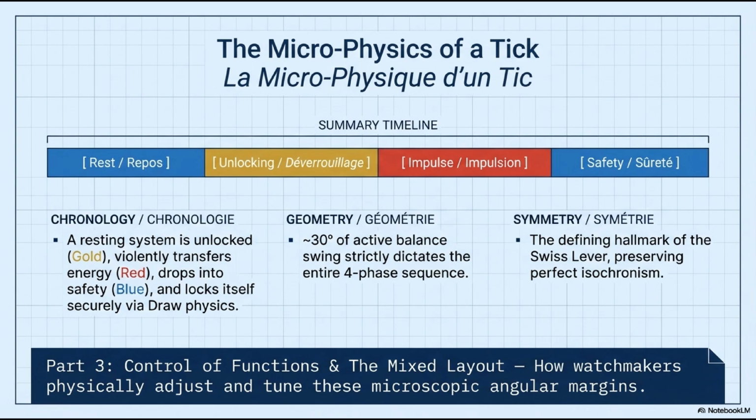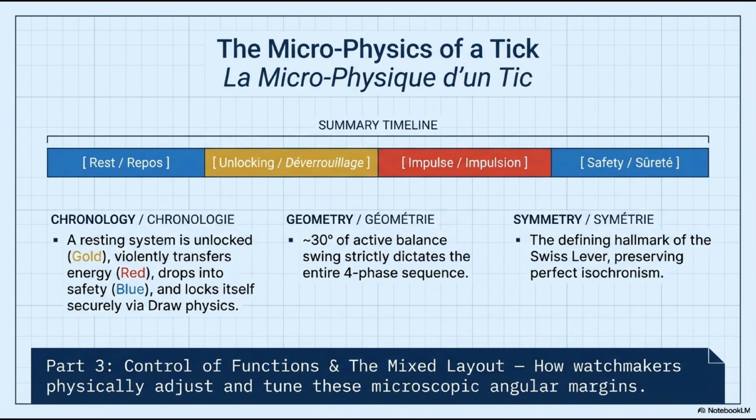Geometry: approximately 30 degrees of active balance swing strictly dictates the entire four-phase sequence. That 30-degree roller arc is the fundamental geometric parameter. From it flows the 8-degree unlocking subarc, the 15 plus 15 symmetric impulse arc, the 1 to 2 degree drop, and the 30 arc minute to 1 degree lost motion. Everything derives from that single 30-degree window.